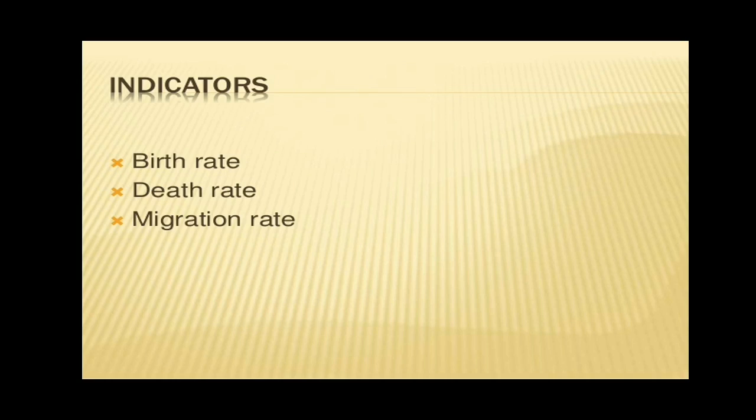Immigration is going to one place, so it will increase the population of that country or that state. And emigration means you are moving out from that particular country, for example moving out from India, so you are decreasing the population of India up to a level.